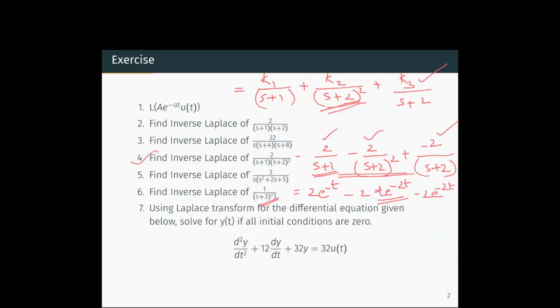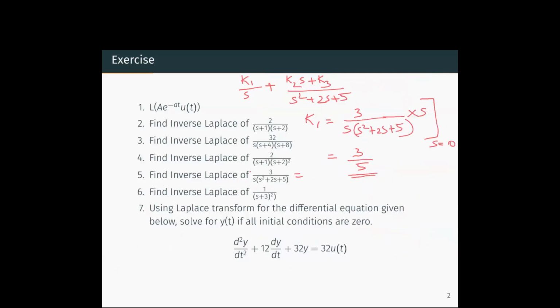Now we will see the third case where we have the roots of the denominator as complex imaginary terms. So when you find the roots, you will have complex or imaginary terms. To find the inverse Laplace of this function, we will expand by partial fraction expansion. For imaginary roots, we will have to write it like this: k1 by s plus k2s plus k3 by s square plus 2s plus 5.